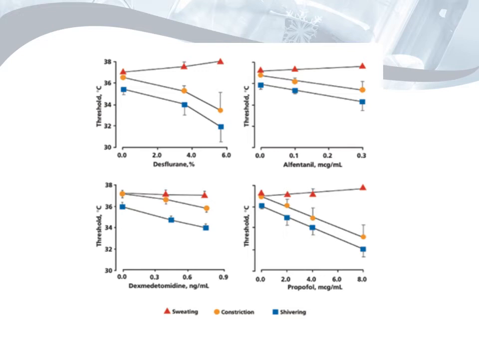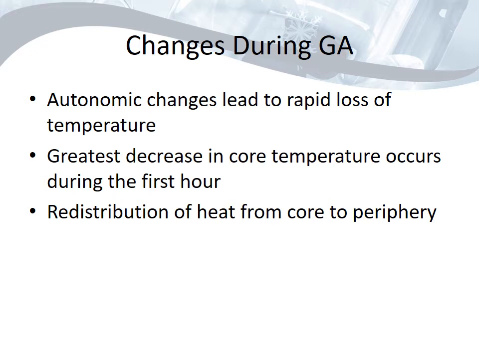So they respond much more normally to warmth-reducing effects than they do to warmth-saving effects. Autonomic changes lead to rapid loss in temperature. The greatest decrease in core temperature occurs during the first hour. And that's mostly because of redistribution of heat from the core to the periphery. Okay?